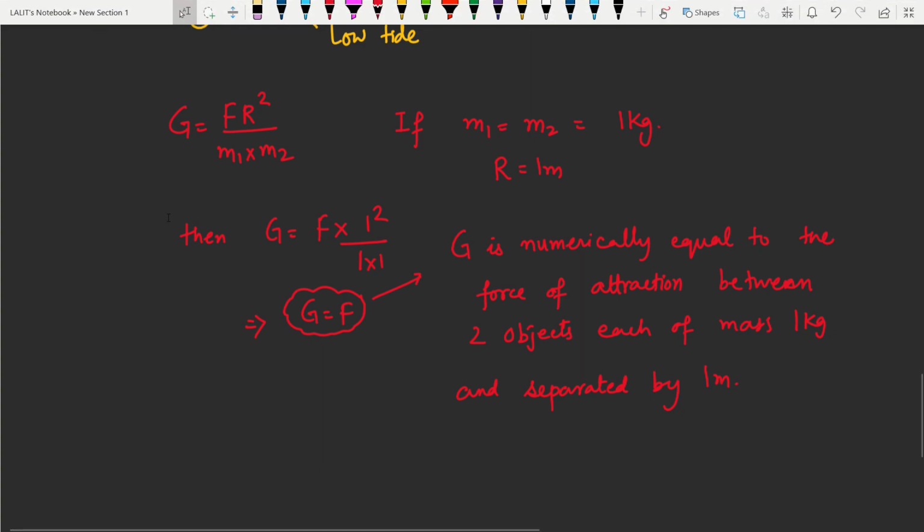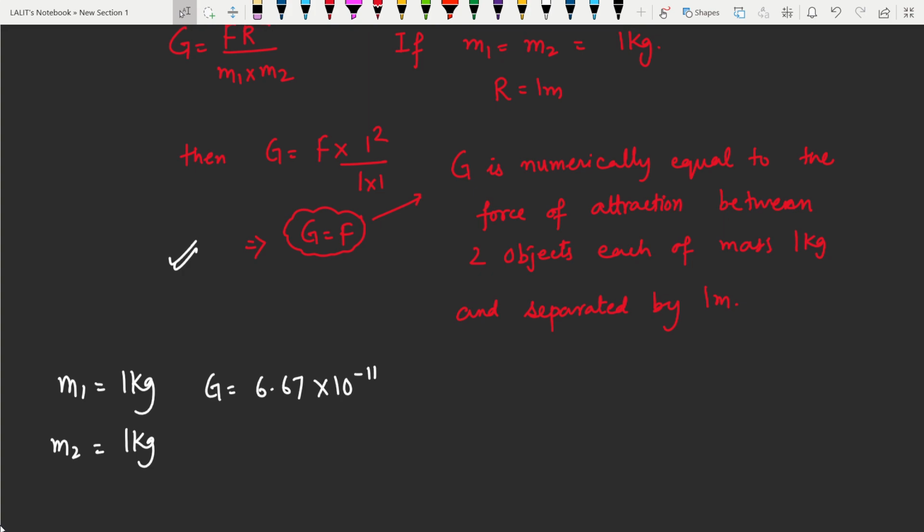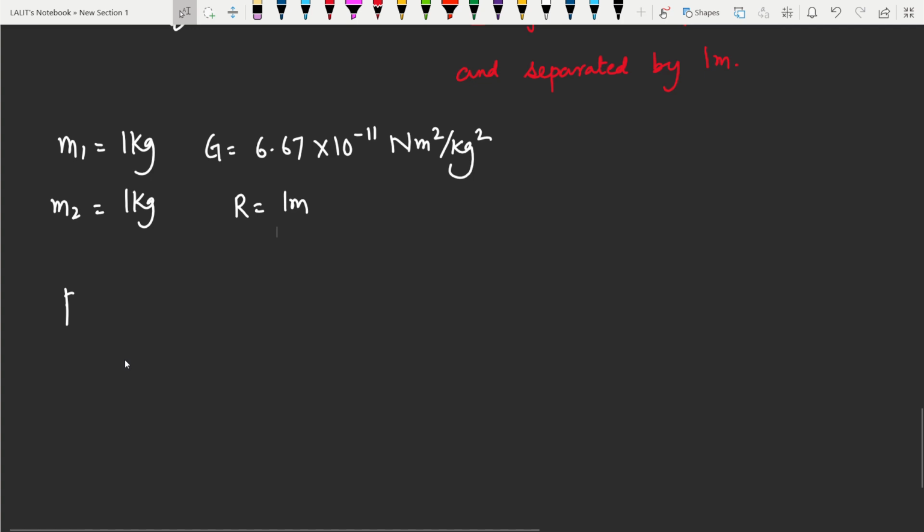Now, if we take 1 kg each, let us take this as the first example to solve. M1 is equal to 1 kg, M2 is equal to 1 kg. The value of G is 6.67 into 10 power of minus 11 Newton meter square per kg square, and r we are given 1 meter. So what is F? From here we can calculate F. F is equal to G M1 M2 by r square. Keep writing the formula repeatedly so that you can remember it very easily.